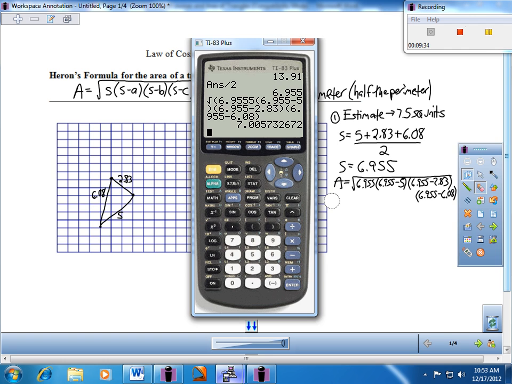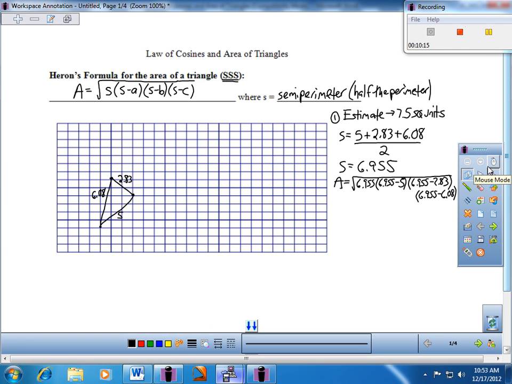So let's put that in. Area is 7.005 square units. I'll box that up. Nice and looking good. Okay, so we did an estimation. Mine was 7.5, not too far off by any means. And we used the S value and plugged that in. Let's do one more as we have the time here.